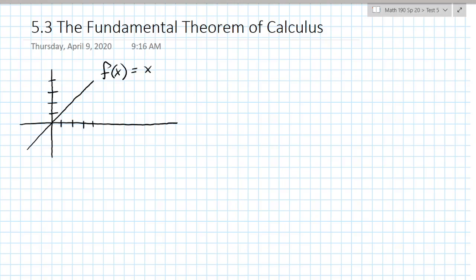So, suppose we have the function f of x, and we would like to know the area under the curve f of x. It would be nice if we could find area as a function of x instead of having to use those summations and limits to find our areas. So question is, what is our area function look like?